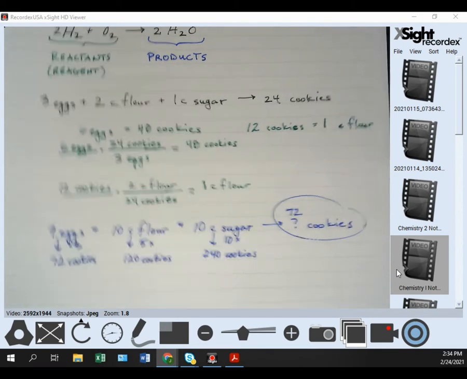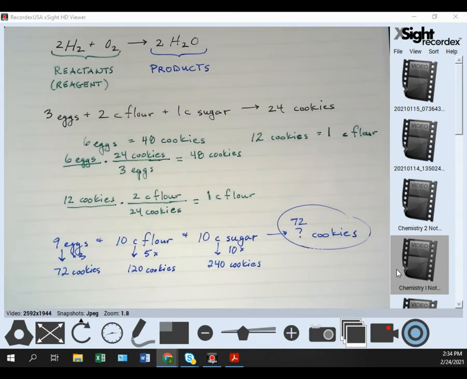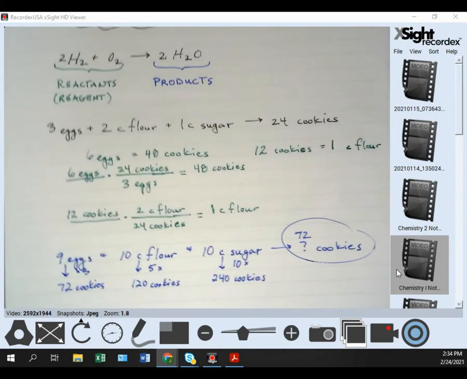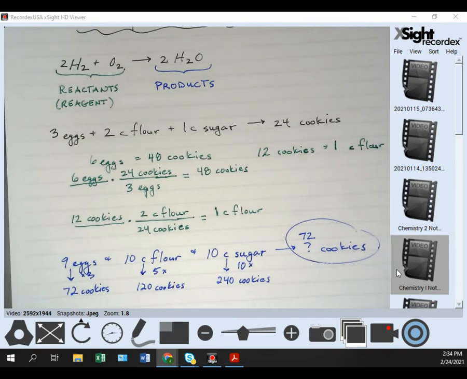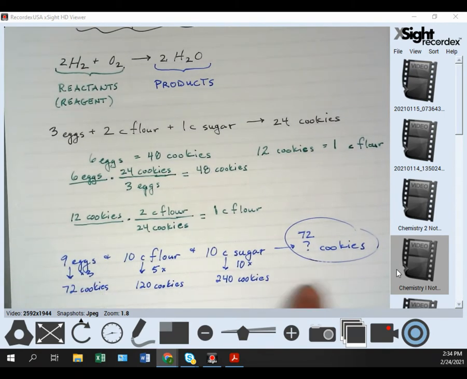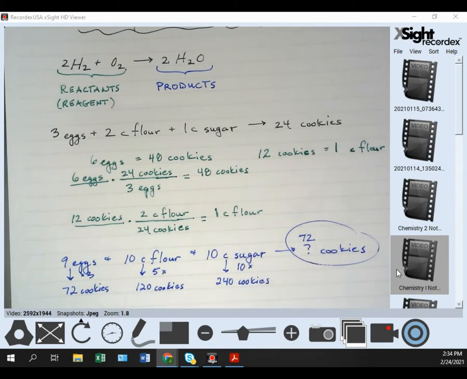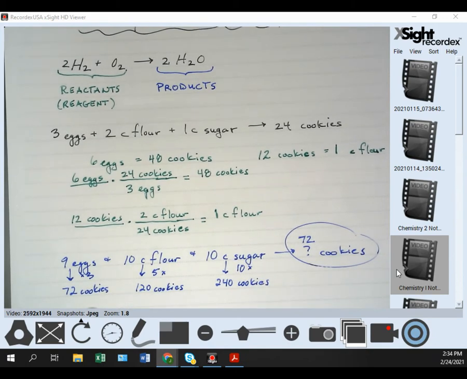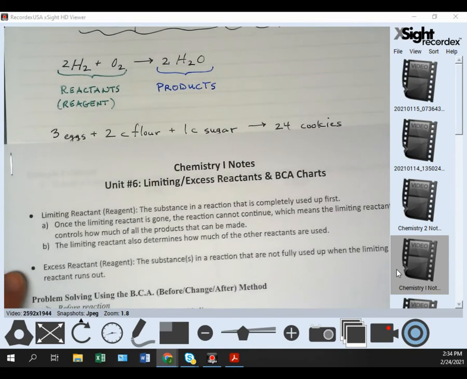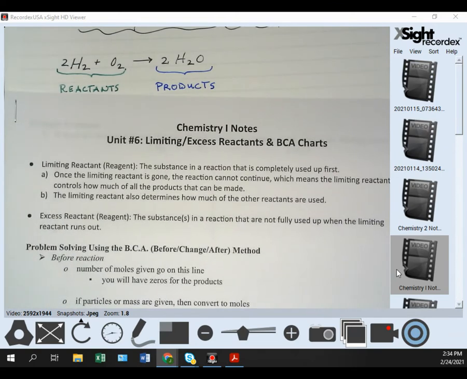This is called the limiting reactant when we're talking about a reaction. So here, the eggs limited how many cookies we could make, because we ran out first. That determined it, right? So a limiting reactant in a chemical equation is the substance in a reaction that is completely used up first.